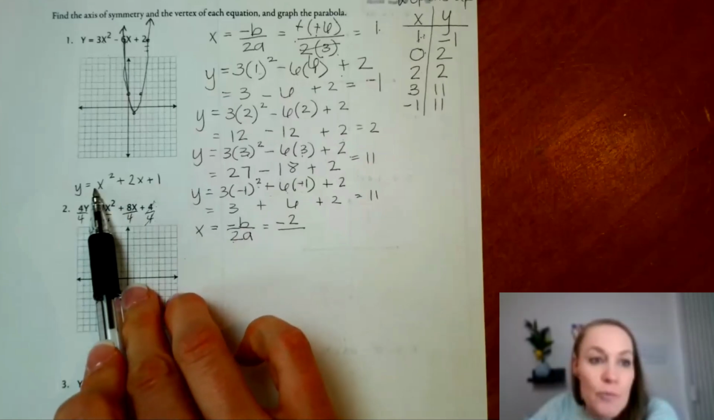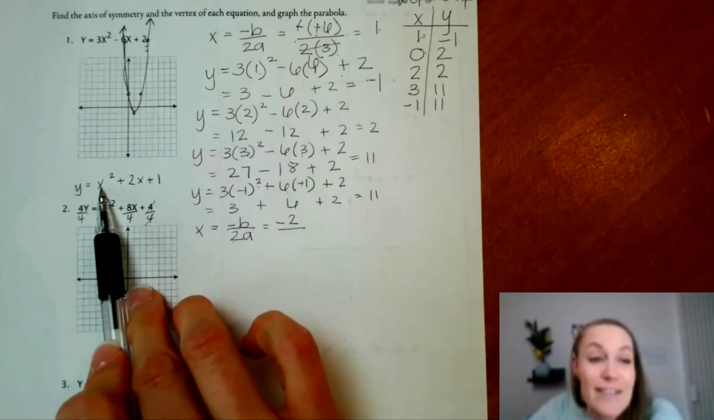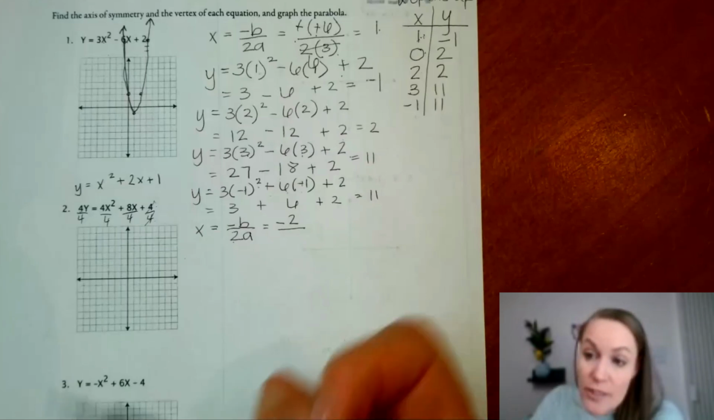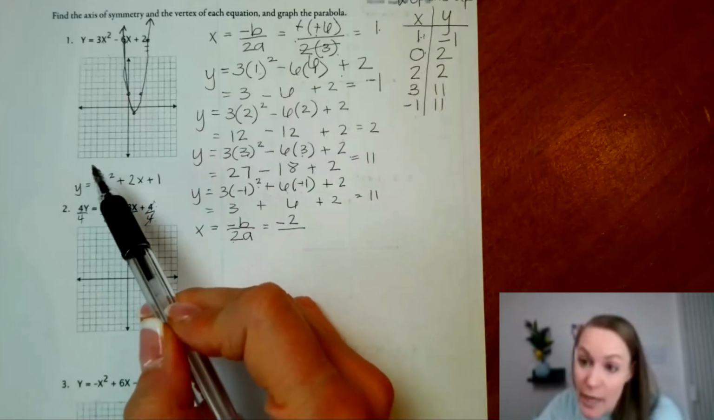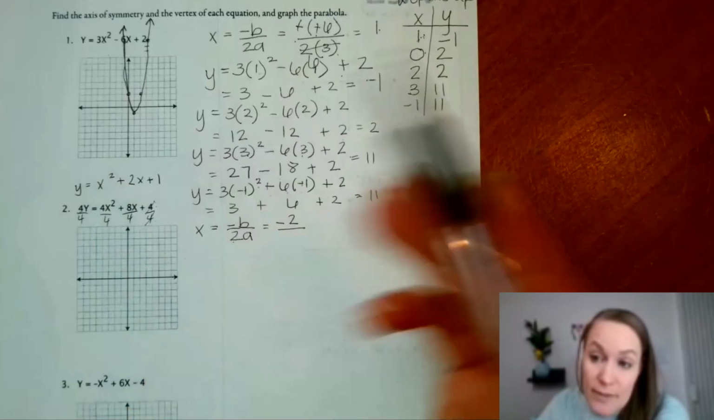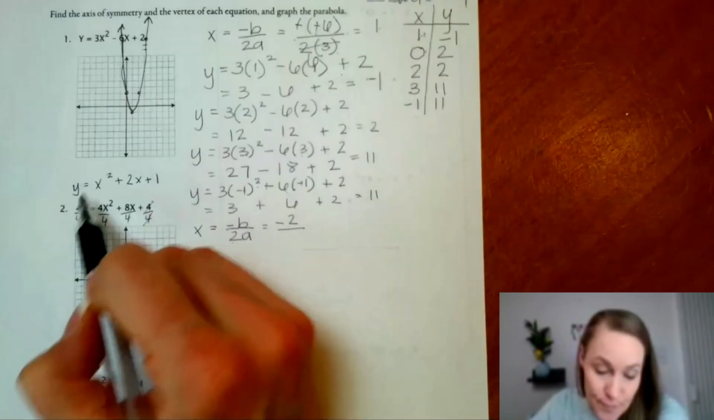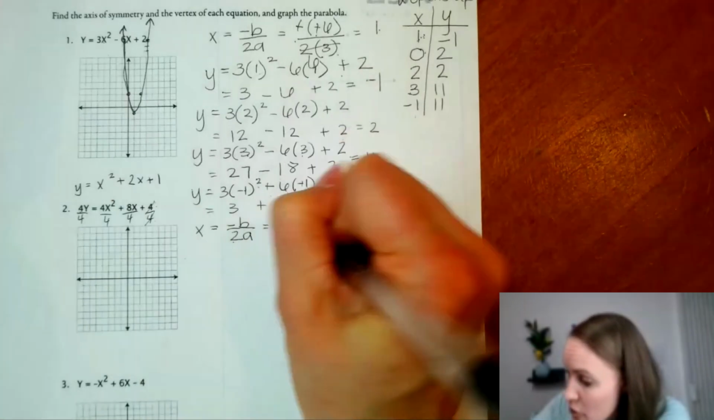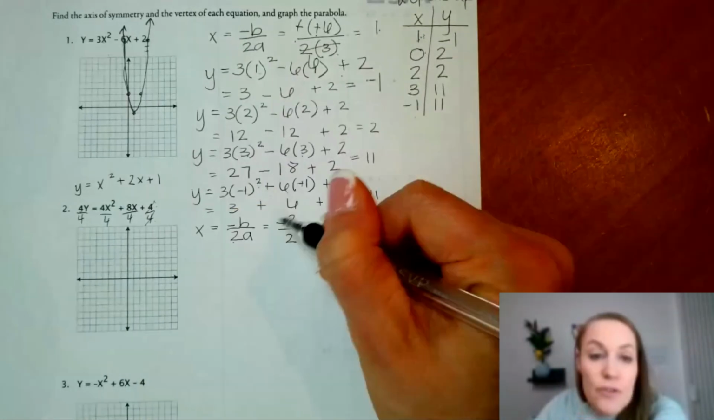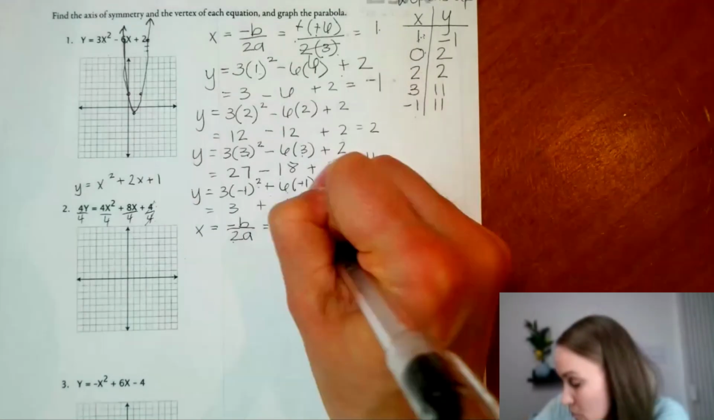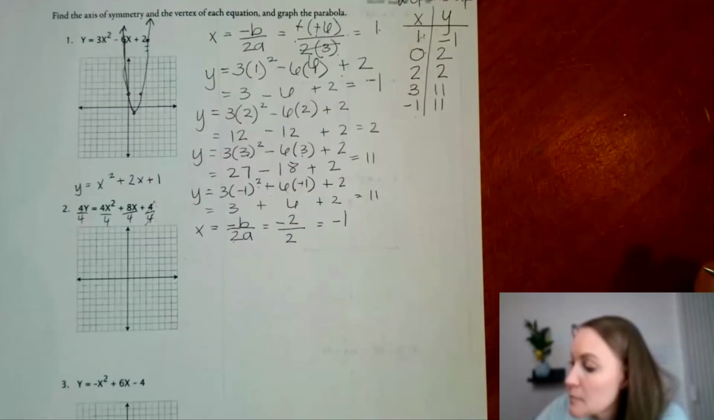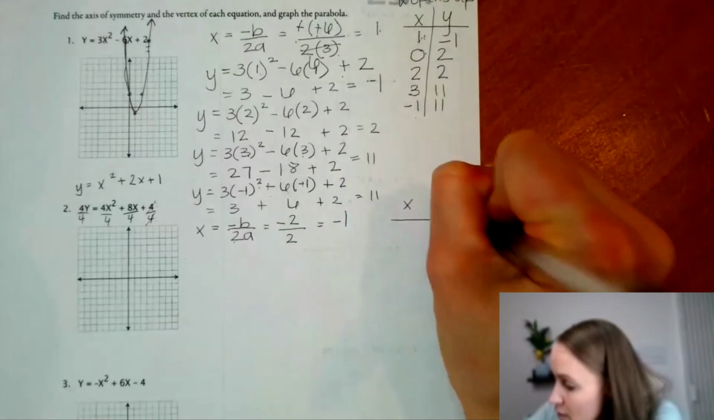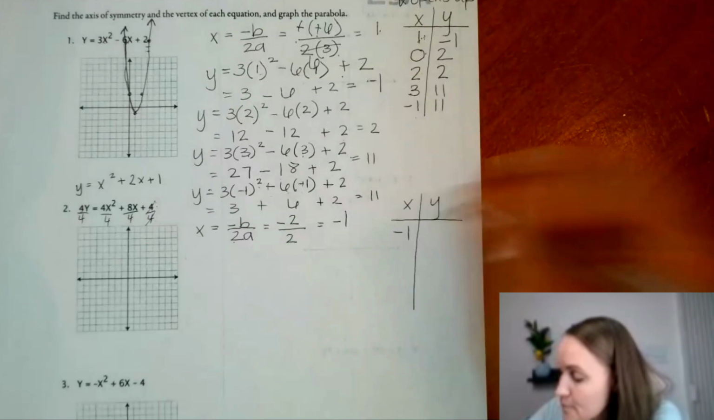So my a term, remember, it's not 0 because x is still there. I'm just a mathematician. I'm going to be very efficient. If I write x squared, that automatically means one of those x squares. So I have 1 times 2, which is 2. Negative 2 divided by 2 is negative 1. Okay, so my x value for my vertex is going to be negative 1.